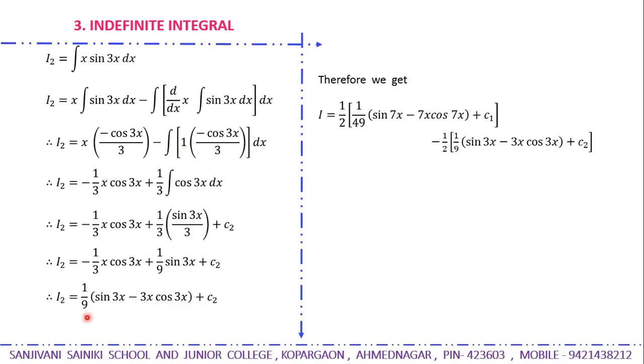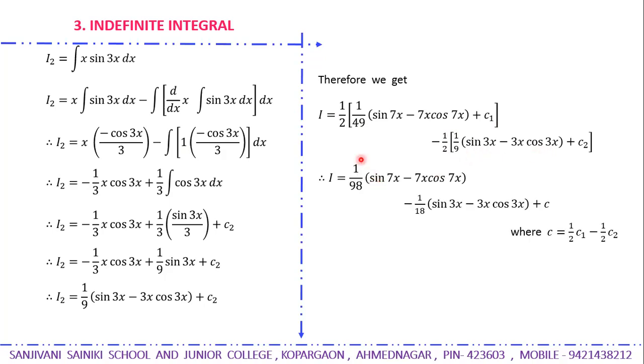Now use these I1 and I2 in I. You get I is equal to 1 upon 2 times I1 minus 1 upon 2 times I2. So 1 upon 98 (sine 7x minus 7x cos 7x) minus 1 upon 18 (sine 3x minus 3x cos 3x) plus C, where C is equal to 1 upon 2 C1 minus 1 upon 2 C2.